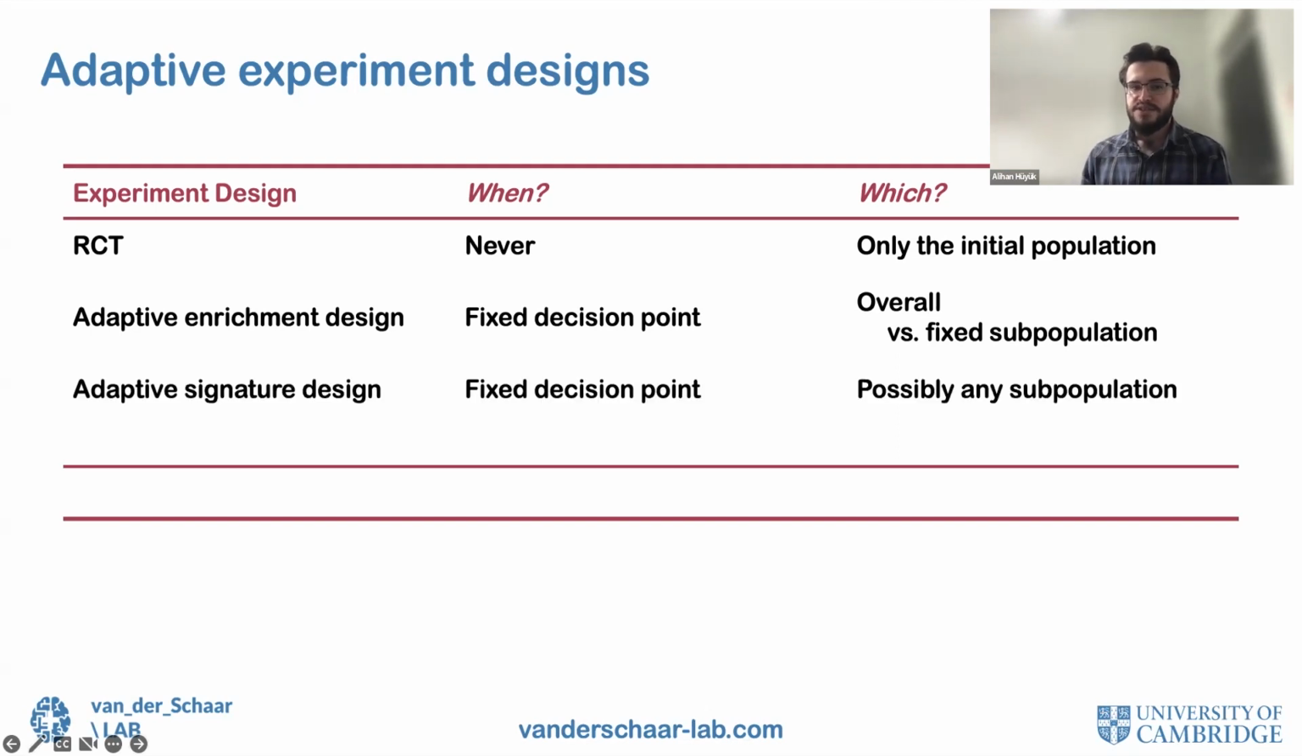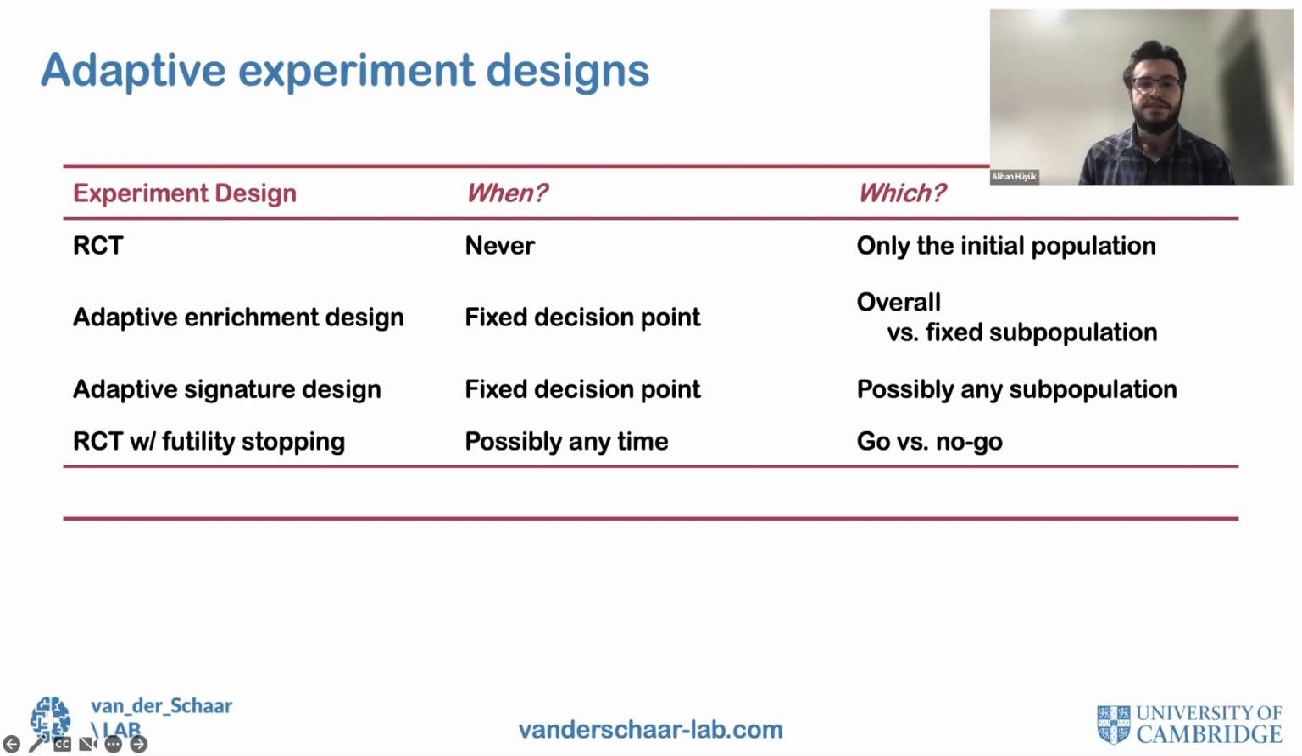And there are extensions of this called adaptive signature design. Again, there is a fixed decision point that is planned beforehand. But now, instead of just deciding between a subpopulation and an overall population, the goal is to determine a continuous criteria that can describe any kind of subpopulation. And again, related to this, there are randomized clinical trial approaches that feature futility stopping. Notably here, the decisions are made on a sample by sample basis.